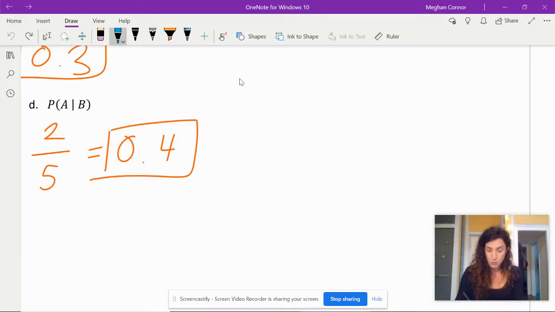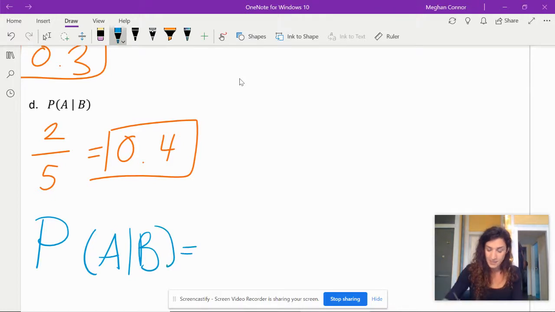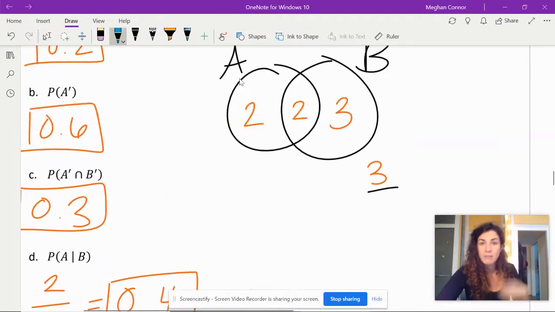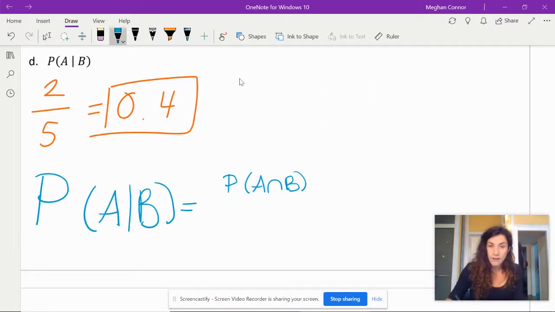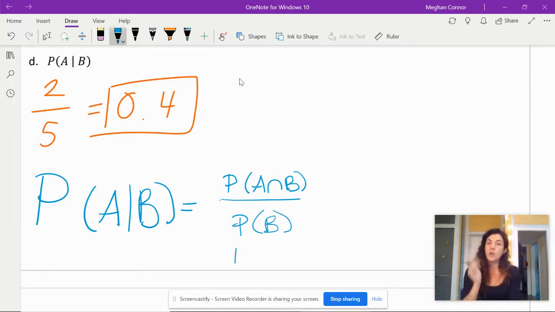So in order to find the probability of A given B, we take the probability of A and B. If you go up to the Venn diagram, the probability of A and B is the part where they overlap, so 2, divided by the probability of B, which is 5. So that's your equation: the probability of A given B is that whole thing.